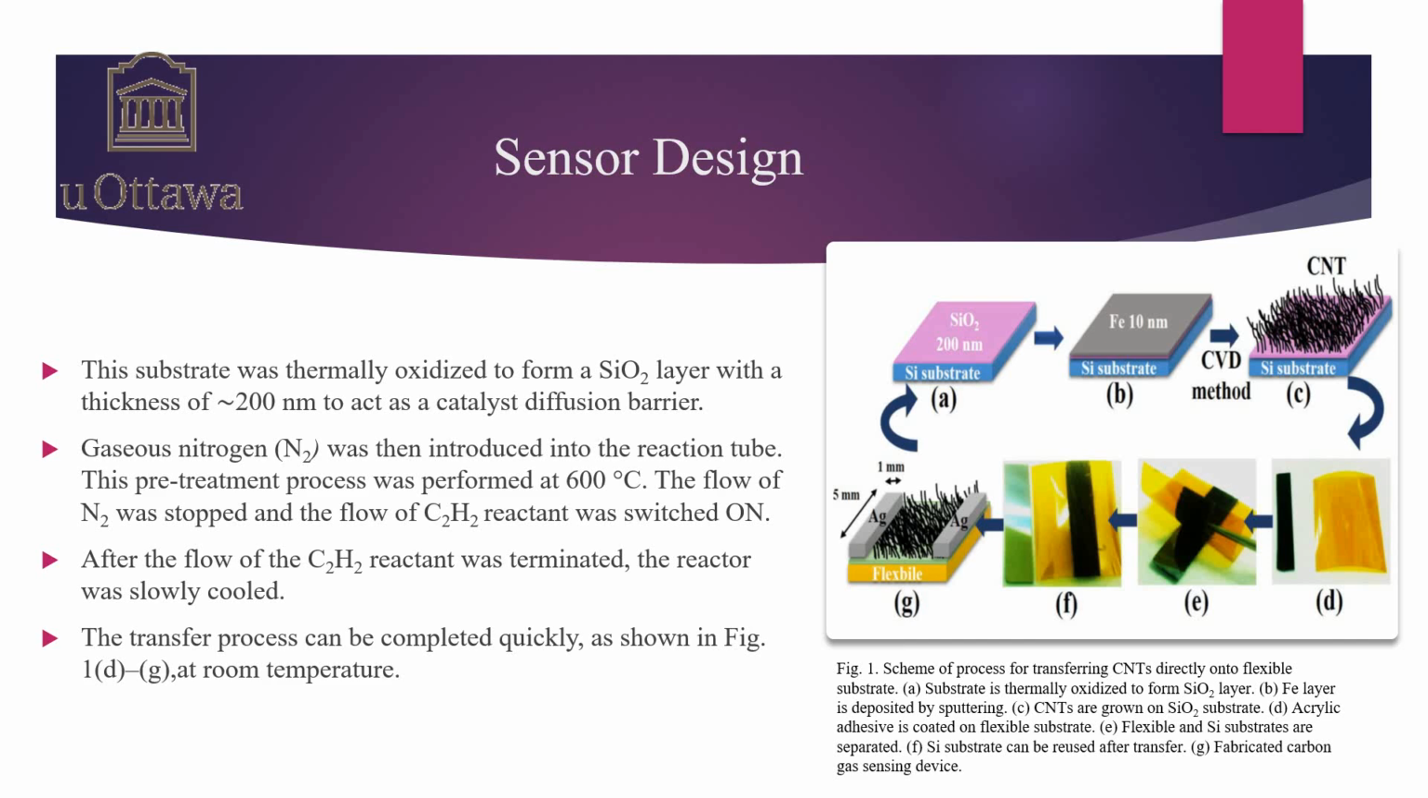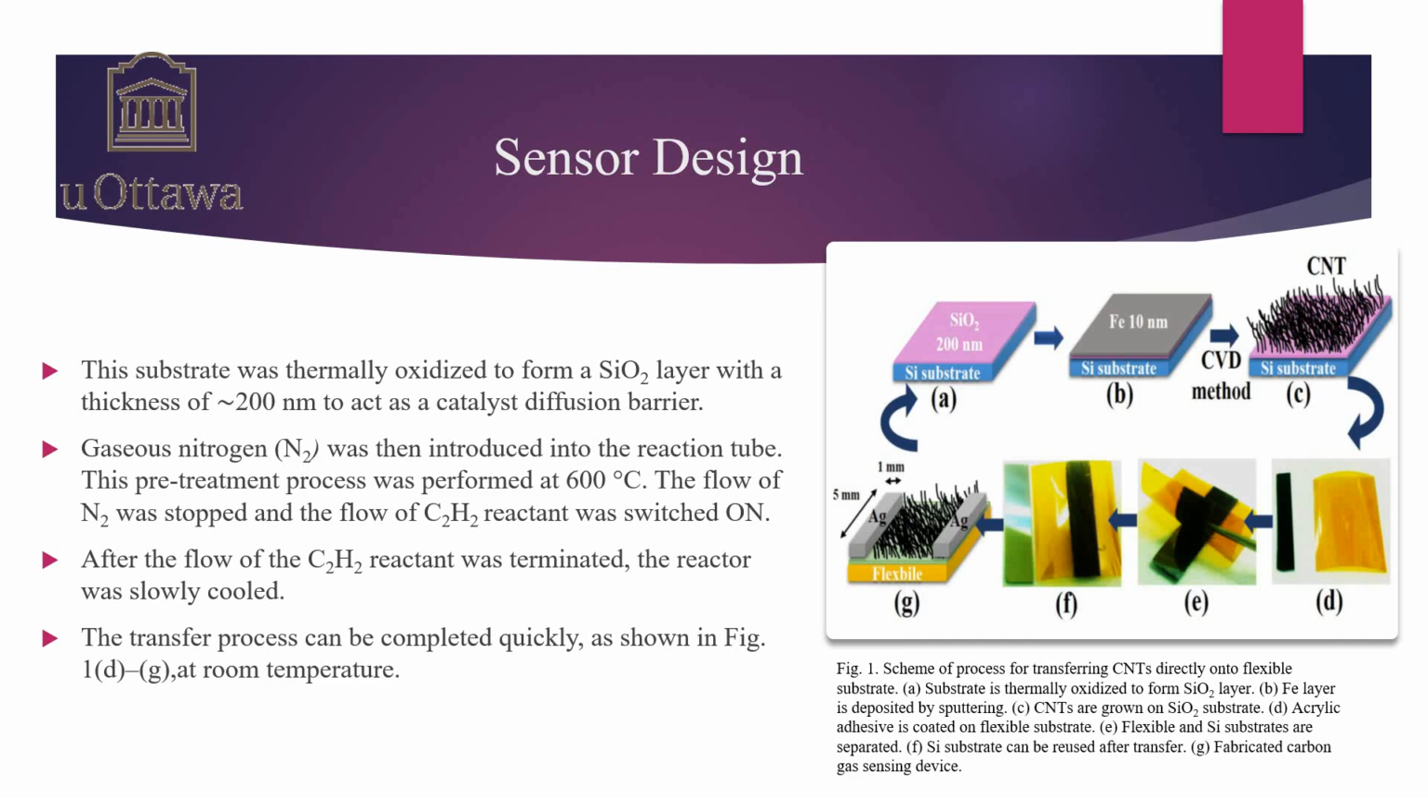Gaseous nitrogen was then introduced into the reaction tube at a flow rate of 100 sccm and a pressure of 6.5 torr for 20 minutes. This pre-treatment was performed at 600 degrees Celsius. When the temperature reached 700 degrees Celsius, the flow of nitrogen was stopped and the flow of acetylene, C2H2 reactant, was switched on at a rate of 30 sccm at 3.5 torr for 10 minutes. After the flow of acetylene reactant was terminated, the reactor was slowly cooled to room temperature in nitrogen ambient.